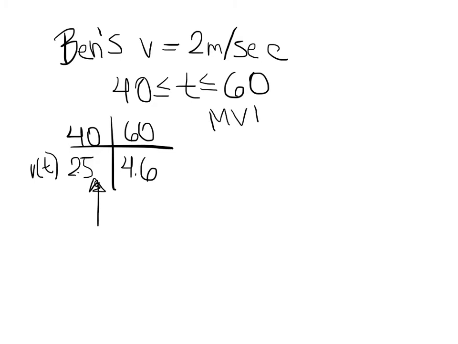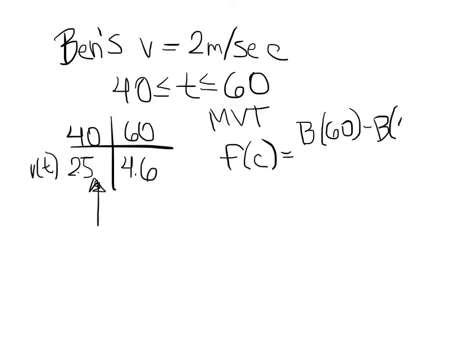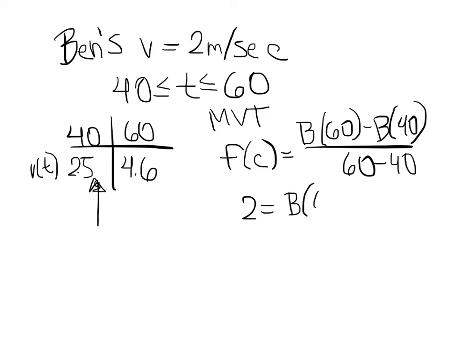So the mean value theorem says that there will be a point that exists such that when you take the change in y's, so the b of 60 minus b of 40, then that would equal 2. If that happens, if this ever equals 2, then that means that there will be a point in time when I'm going 2 meters per second.